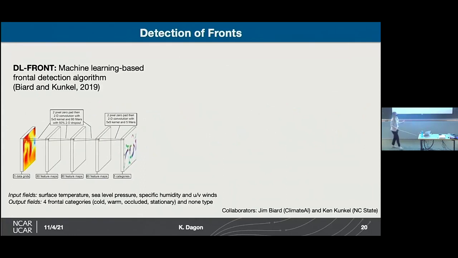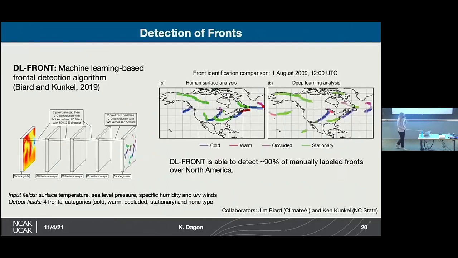Okay, moving right along to the front detection work, because I've been spending a lot of time working with Jim and Ken on this. So they developed, a couple of years ago, a machine learning detection algorithm for fronts and weather systems. And the details are in this paper. It's also a CNN-based architecture, but basically it takes as input 5 different surface fields, and it outputs 4 different frontal categories, as well as sort of a background none. And in their paper, they showed that they were able to successfully detect 90% of the manually labeled fronts over North America.